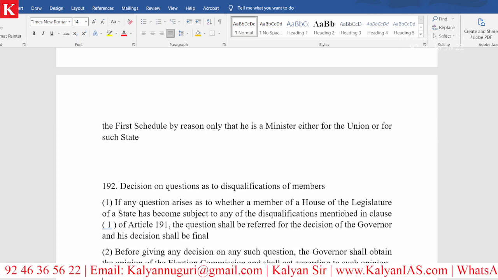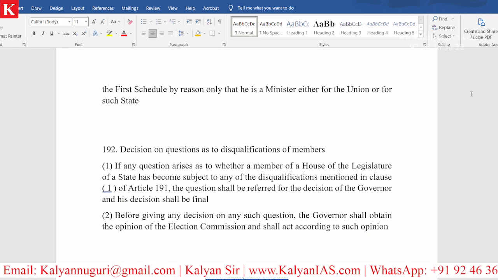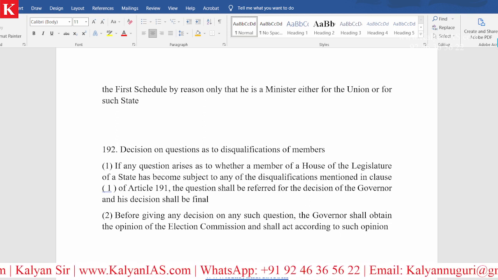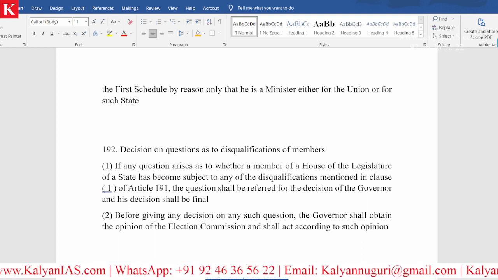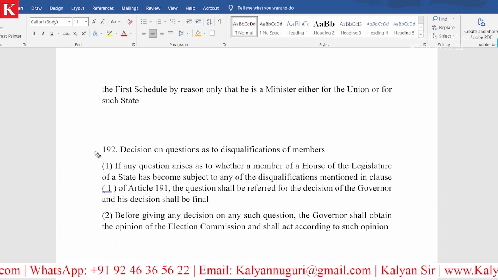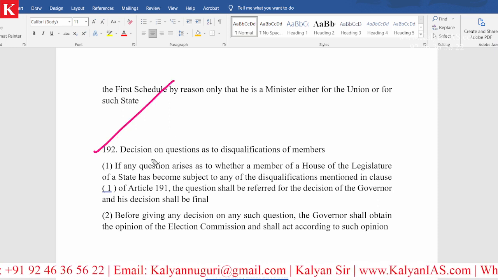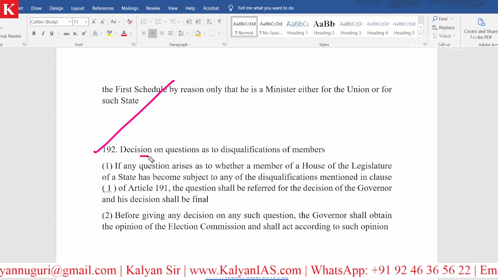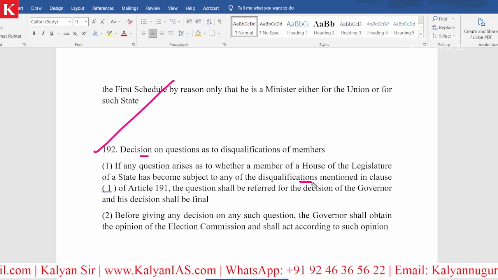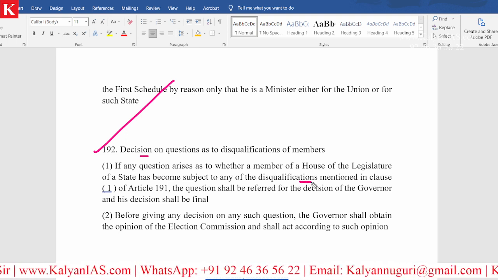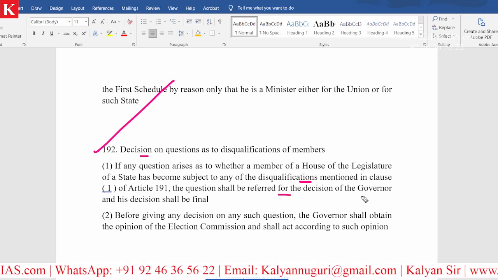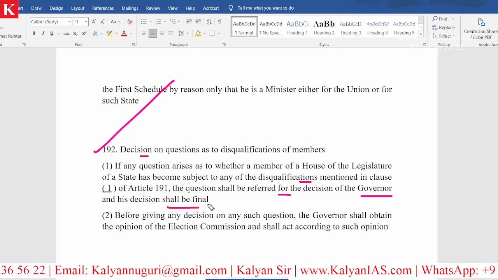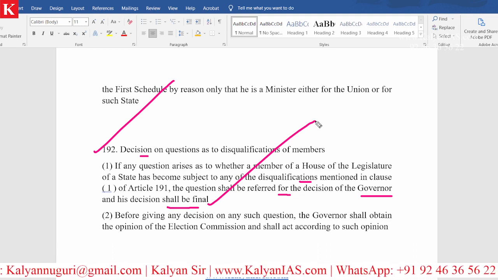Very important one. Article 191 is mentioning the grounds on which an MLA or an MLC can be disqualified. But Article 192 is mentioning who can take the decision. Very, very important with respect to the above disqualifications that are mentioned. The question shall be referred for the decision of the governor, and the governor's decision shall be final. But where is the Election Commission coming into the picture?